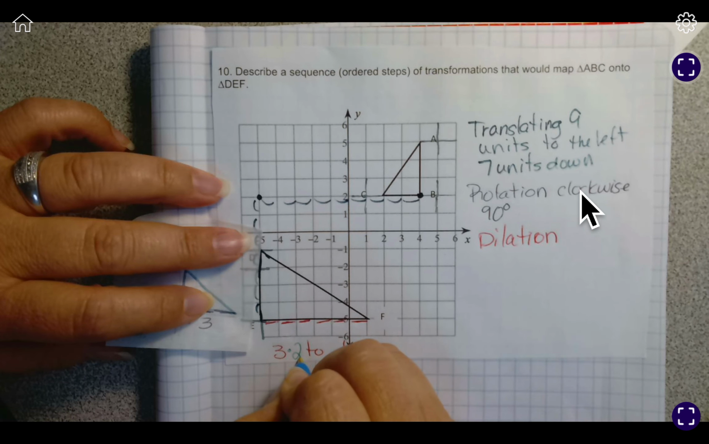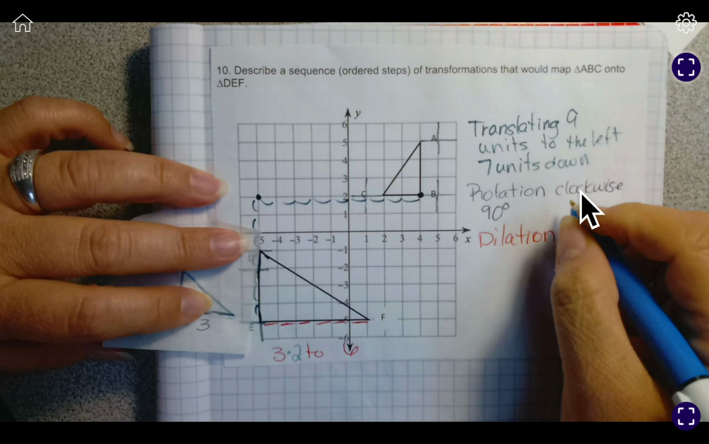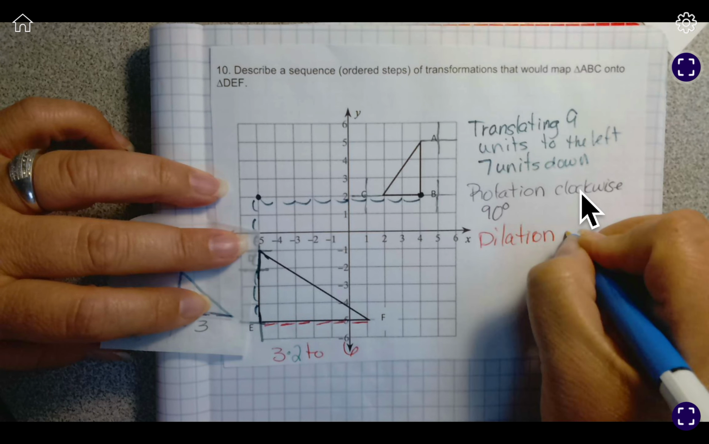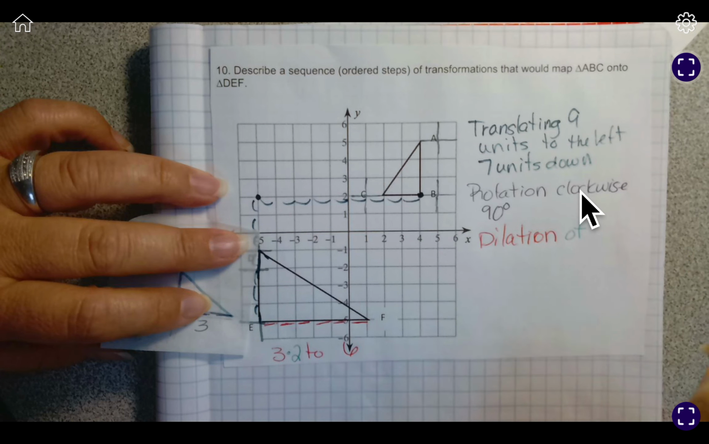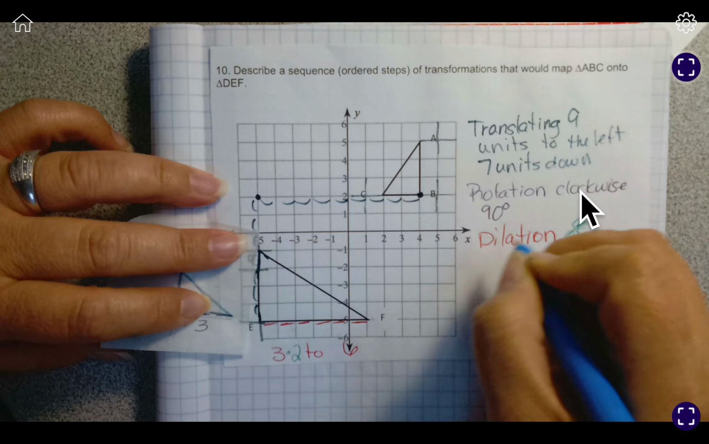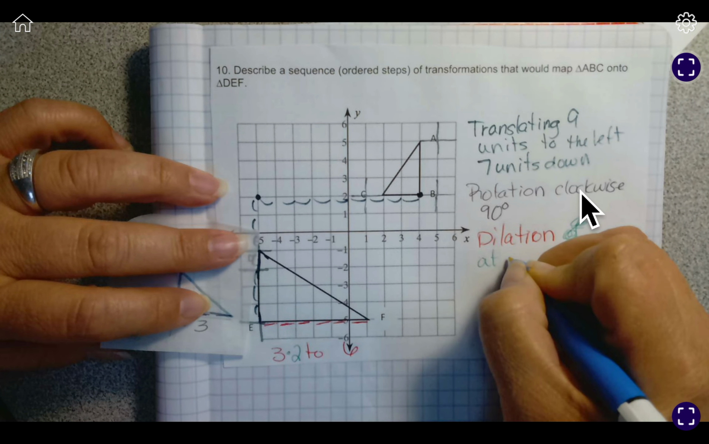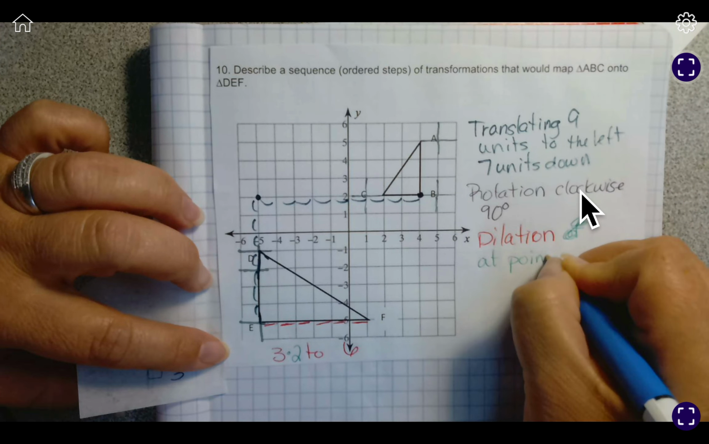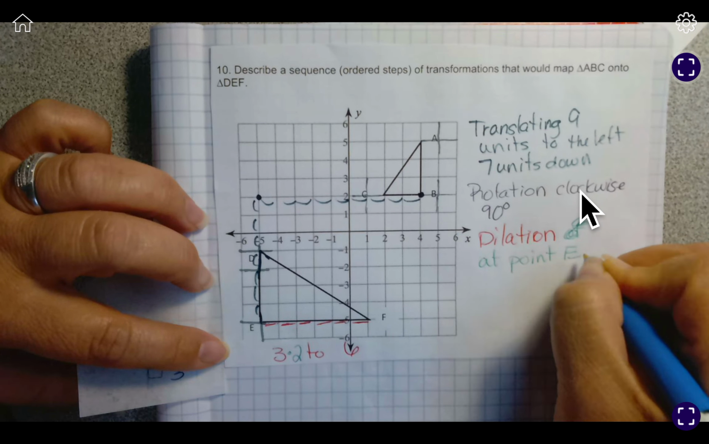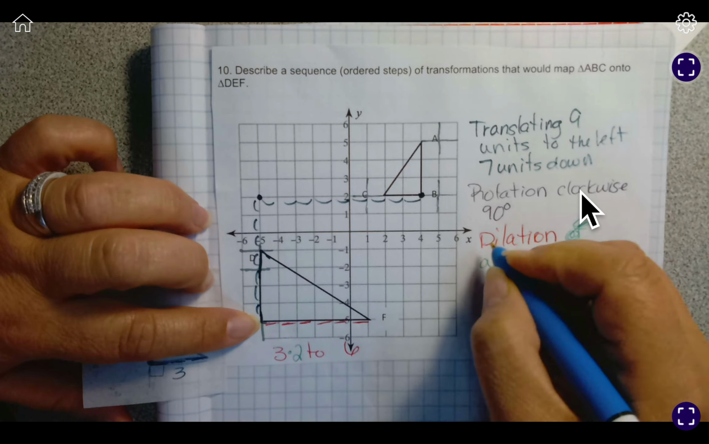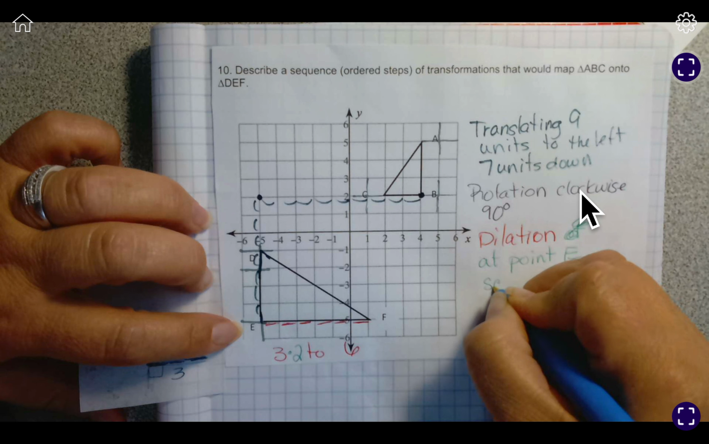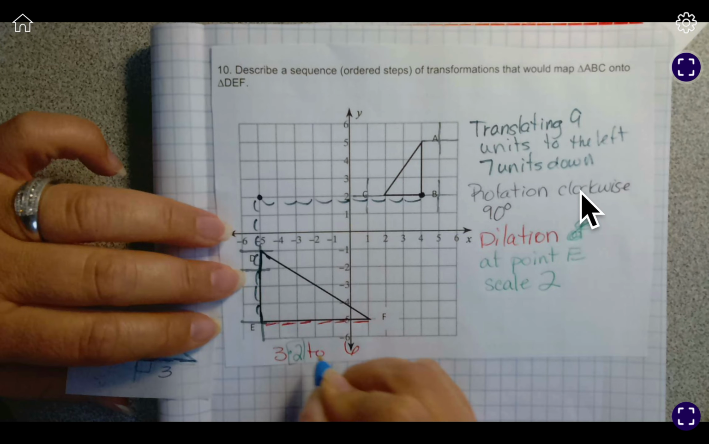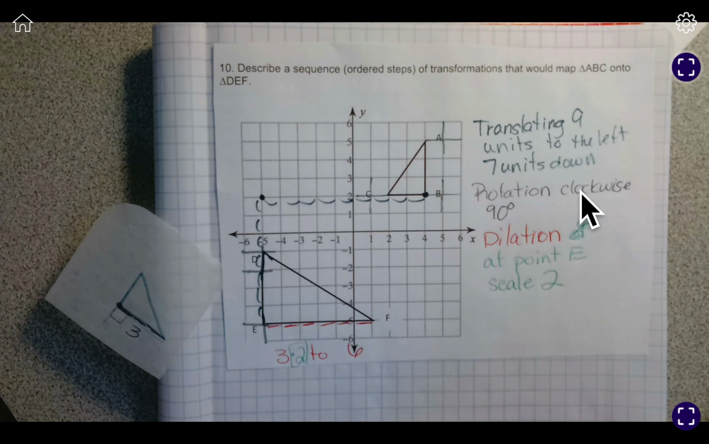So this is a dilation of, oh wait, at point E, because this is where we're looking at, scale 2. So that is one way to do this, okay?